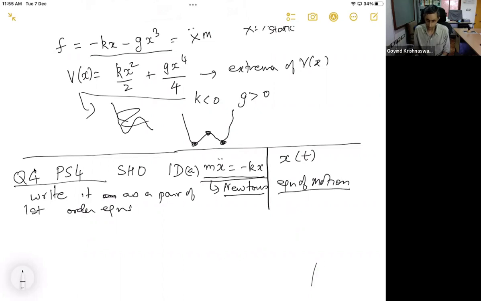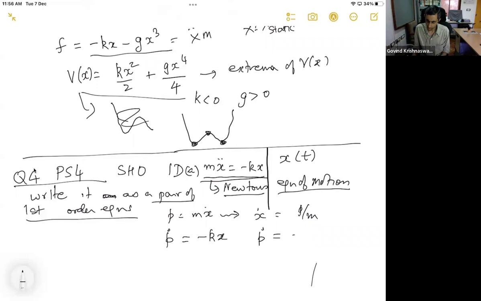And then we asked to write it as a pair of first order equations for x and p. That is simply to say, recall that p is equal to m x dot. Turning that around, you simply say that x dot is equal to p upon m. And the other equation says that the rate of change of momentum is the force. So this is the second equation, p dot is equal to minus kx. There is no need to solve the equation of motion and then find what p dot is. This is coming directly from Newton's original equation.